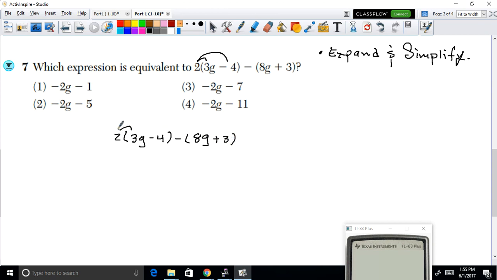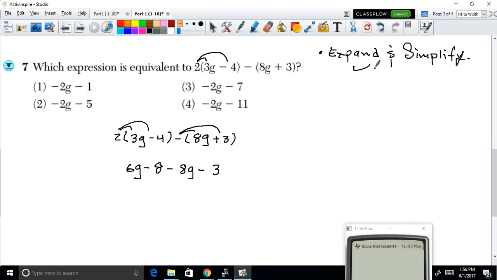If we distribute this 2, we will get 6g. And if we distribute this, we're going to get -8. So at least this is what happens when you distribute the first parenthesis. So now we have a negative in here, and because we do have a negative, this negative distributes to both of them. So now this positive 8g becomes negative 8g. And this positive 3, if you multiply by a negative, becomes a -3.